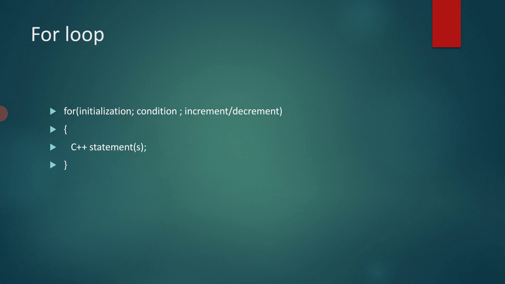Students, the for loop is one of the easiest loops, and one which we can efficiently use in a program to increase the efficiency of the program. So let's start with the for loop. What is the syntax of the for loop and how do we use it in a C++ program? So look at the syntax.